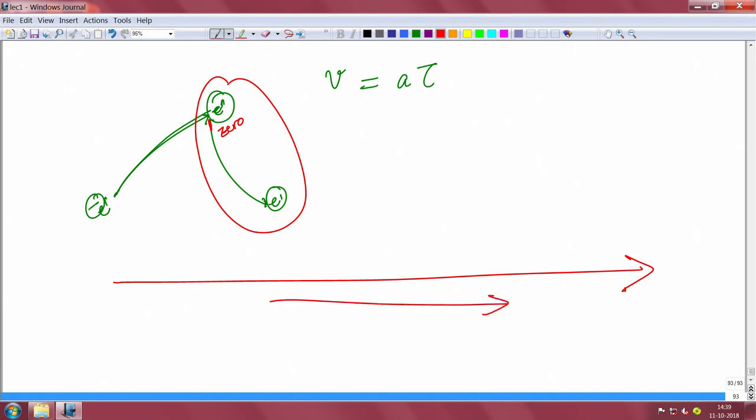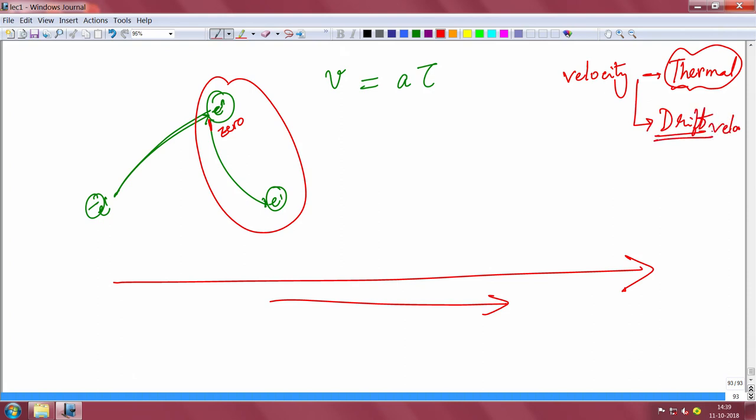The velocity of the electron has two components. One arises because of thermal motion, which is random, and this random thermal motion will not contribute to current because it will be in all kinds of directions. Then there is another component of velocity that exists only in the presence of an electric field, and we call it the drift velocity. The word drift means that electrons are moving in the presence of a field. If there is no electric field, drift will not take place.